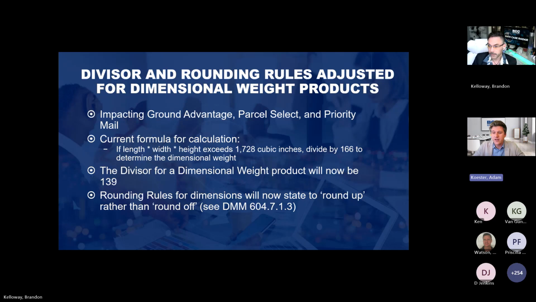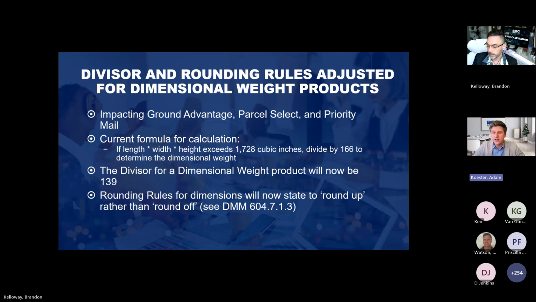And so the change that they're bringing in with this cycle is that the divisor, instead of being 166, is going to drop down to 139, to comply with what they believe is a more accurate representation of what it costs the piece to ship. There's an additional change in here: the rounding rules for those dimensions for the length, width, and height will now move to a round up formula rather than a round off formula.